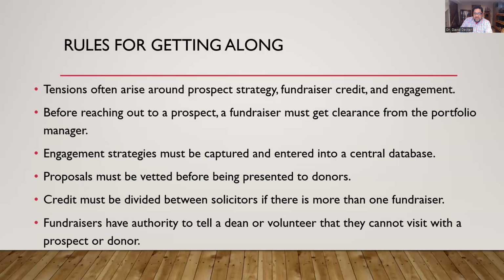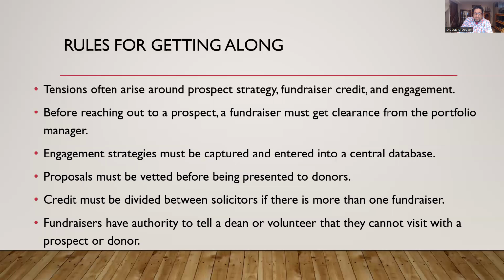And then finally, fundraisers have authority to tell a dean or volunteer that they cannot visit with a prospect or donor. What I really mean by this is exactly what it says, but it's just that as the fundraiser, you have the eye on, and the development officer knows what's happening in the fundraising circle. So, for instance, it may be that a dean really wants to get in front of a certain prospect. Well, that certain prospect could also be being approached by other people within the development sphere who, for whatever reason, have them as a higher priority than you do, than your school does.